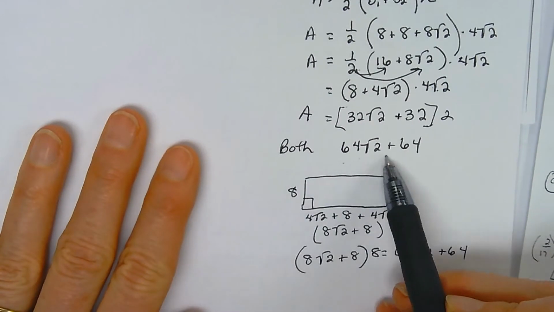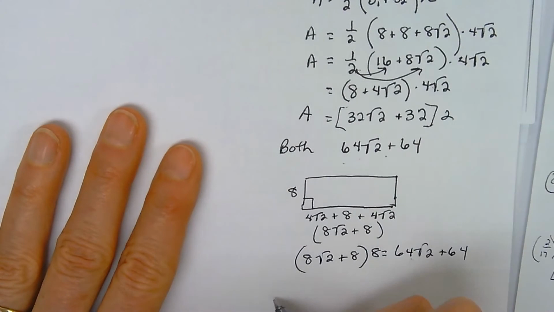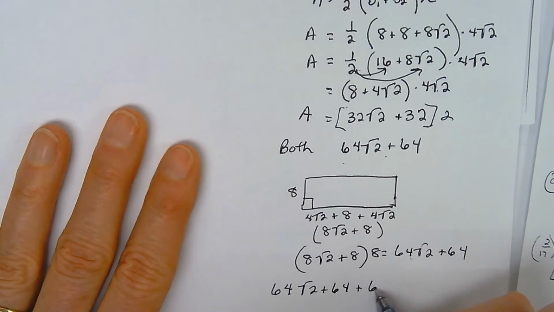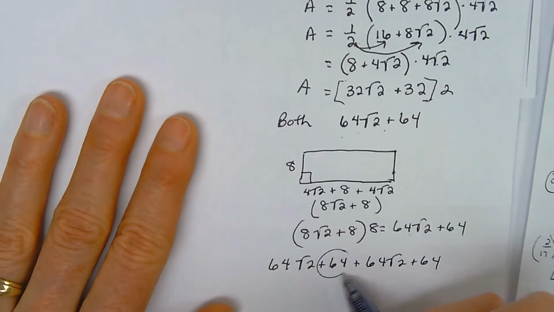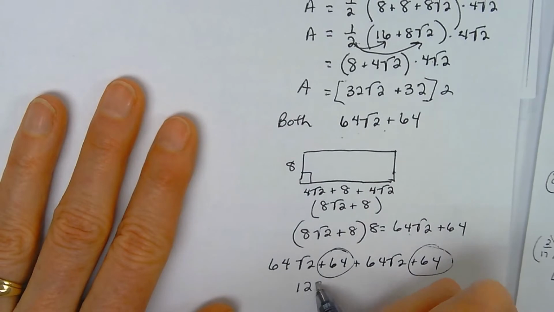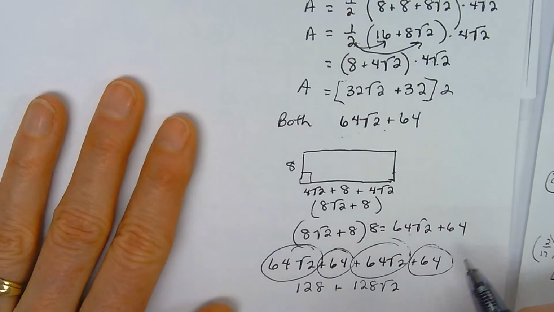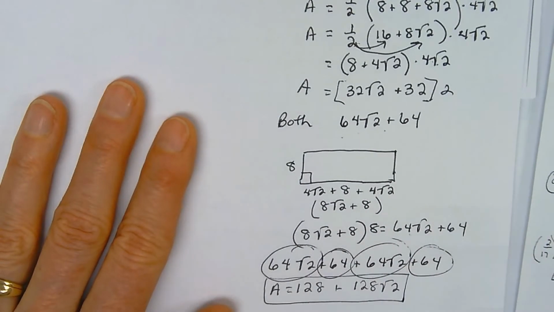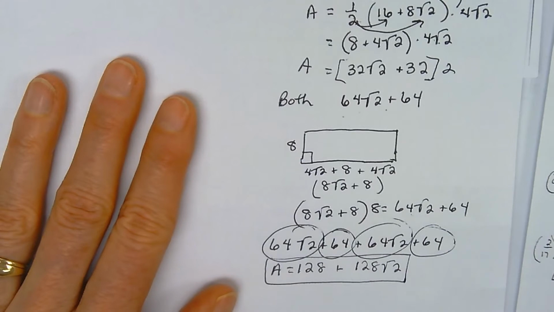So both the trapezoids equal this, and the area of the rectangle equals this. Let's add these two together. 64 rad 2 plus 64 plus 64 rad 2 plus 64. I'll combine those. That's 128. And I'll combine these. That's 128 rad 2. And that is the area of that regular octagon. A very challenging problem, but very doable if you do it piece by piece and very carefully.